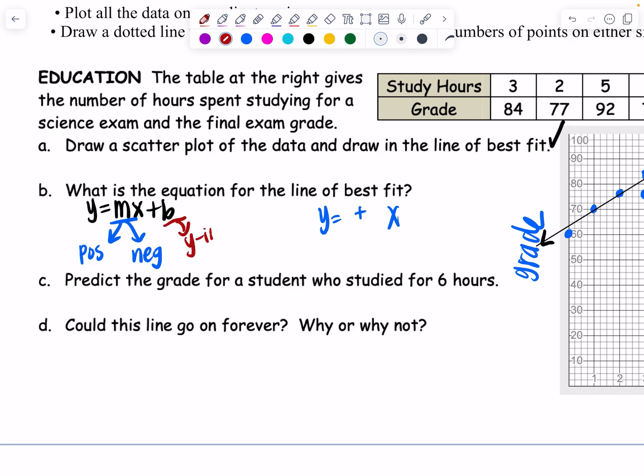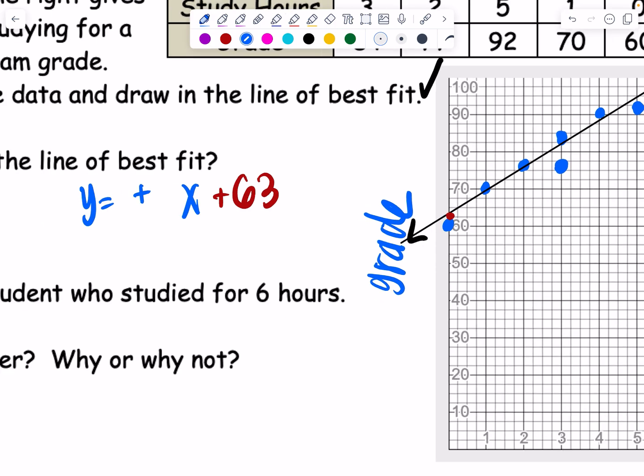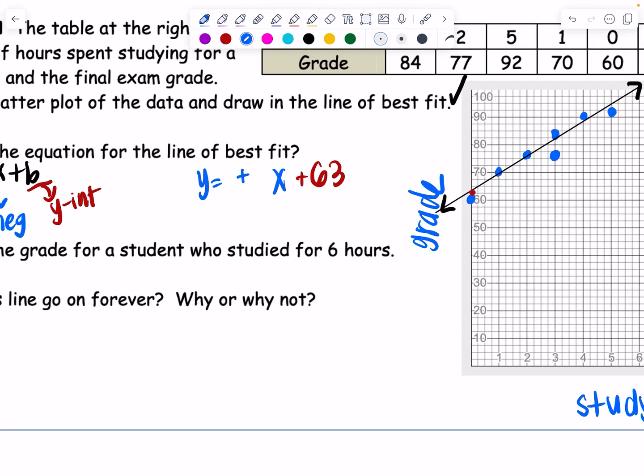So we're going to guesstimate based on our trend line what our y-intercept was. Our y-intercept was just a little bit above 60, maybe somewhere around 61, 62, maybe 63. So I might just say plus 63. What is my slope? Well, my slope looks like I'm going up about 8 from my grade, up about 8 and then over 1. So I'm just going to guesstimate positive 8x-ish over 1x plus 63.